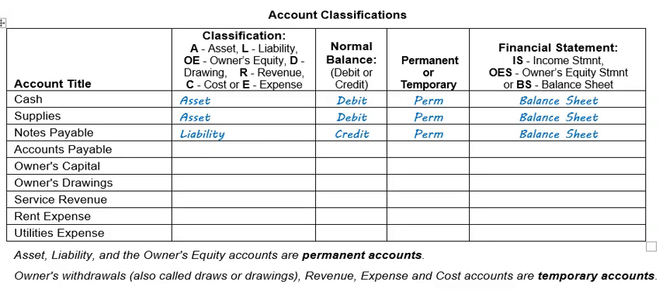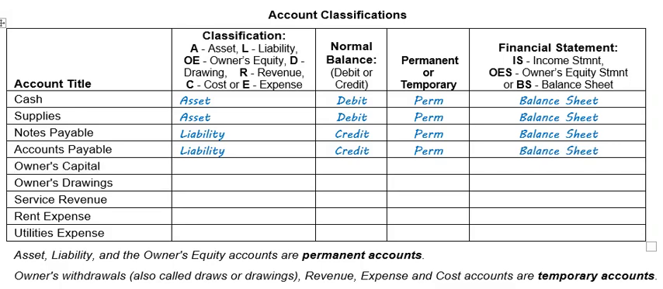Next is accounts payable. We see that payable word again, so we know it's a liability because we're going to pay it later. We have a credit balance, permanent, and it's on the balance sheet.